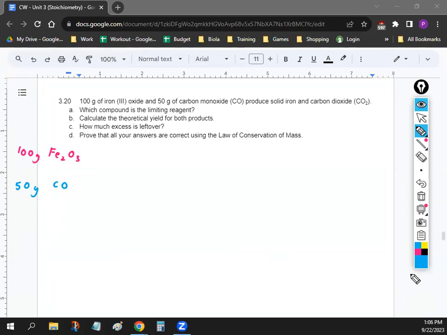Now we do need to write the equation. So if we write the equation, it says 100 grams of iron 3 oxide, so Fe2O3, and carbon monoxide produce solid iron, which is just elemental iron, and CO2. So that's your chemical equation. Any questions on that part?